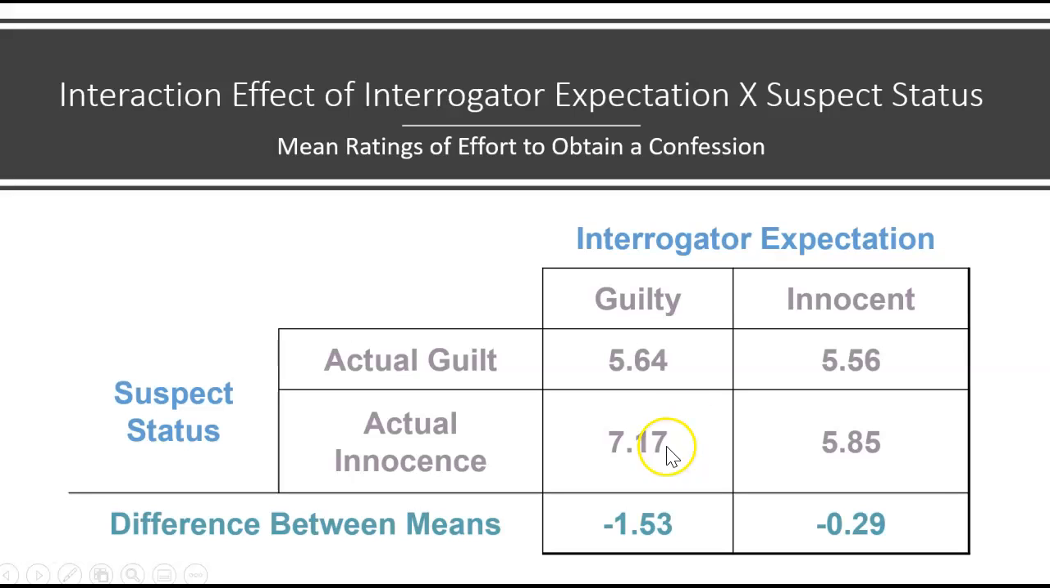And I can eyeball it and say, you know what, over here, these don't look too different. Here, those look different. And these numbers, that's the difference between the means. This number looks higher than this number. So what that suggests is that only in the condition where the interrogator expects guilt are we seeing a difference in terms of suspect status. It doesn't seem to matter when we have the interrogator expecting innocence.